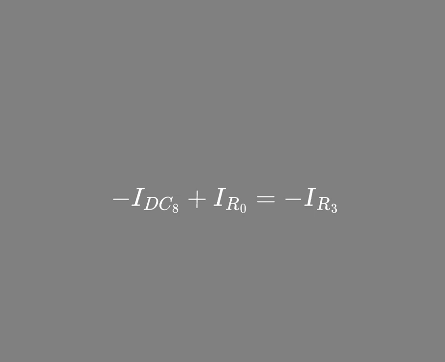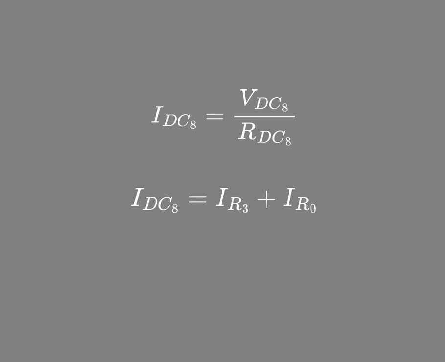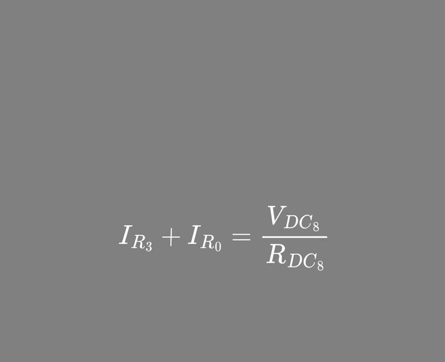Now, we will simplify. This is a new equation derived from the circuit earlier. In this step, we will simplify. In this step, we will eliminate current of battery 8.